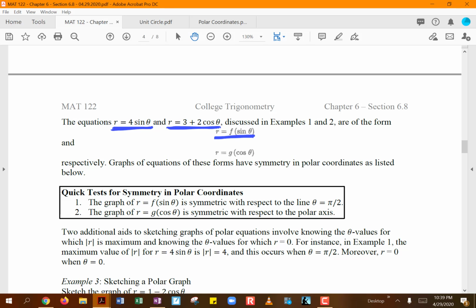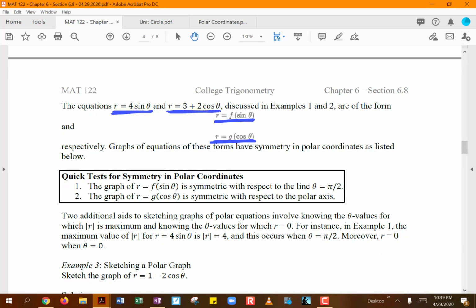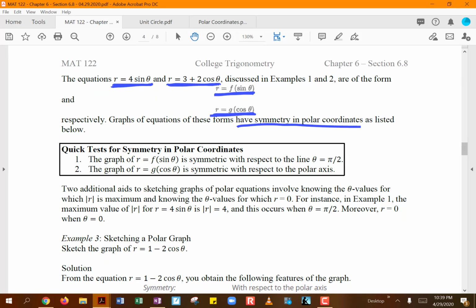And the second example here is 3 plus 2 times cosine of theta, a function of this form, where r equals g of cosine of theta. So these graphs both had symmetry, and the way you can look for this symmetry is if you have a graph of a function for r which is equal to a function of sine of theta. If it's using sine of theta, it will have symmetry with respect to the line theta equals pi half.